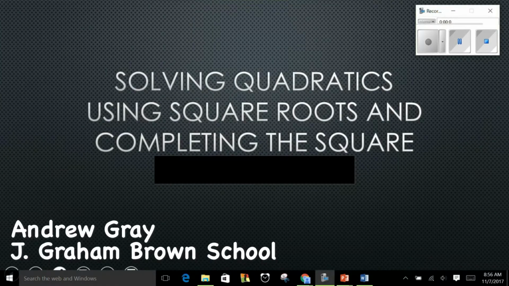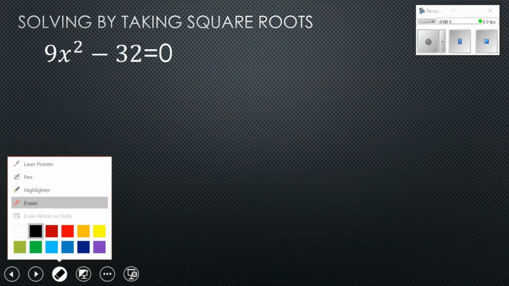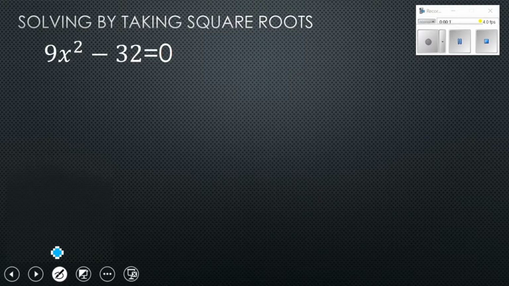Today we're going to look at a couple methods to solve quadratics. We're going to use square roots and completing the square. So as we go through this, we're going to make sure that we get the x squared isolated first. So our first step is going to be to add 32 to both sides here.